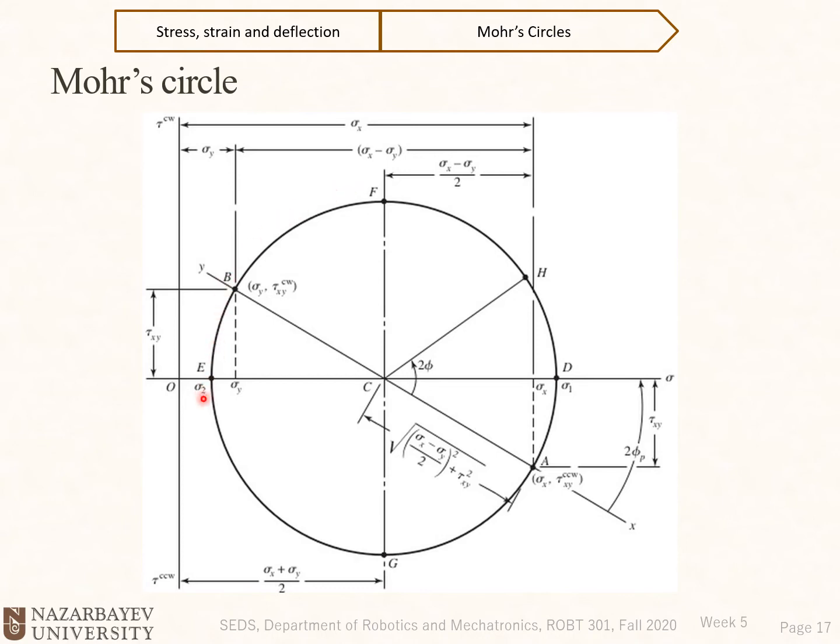What I suggest you do is take a paper and pencil right now and try to construct a Mohr circle by yourself. Once we reach the example, try to draw your circle on paper and construct it by yourself.